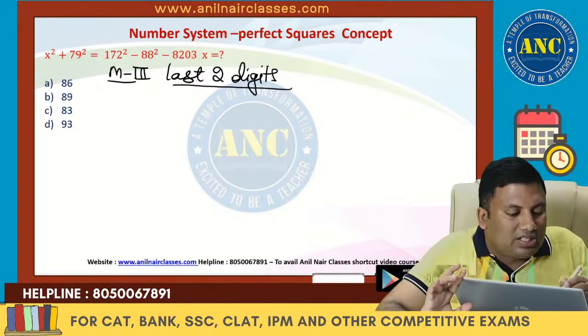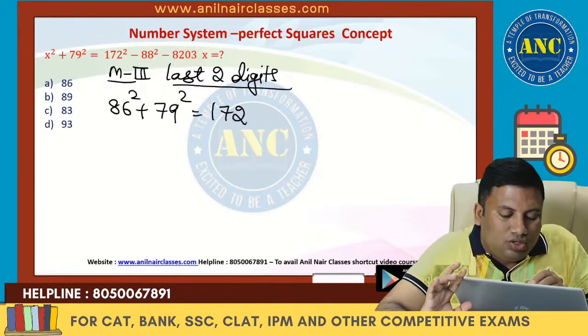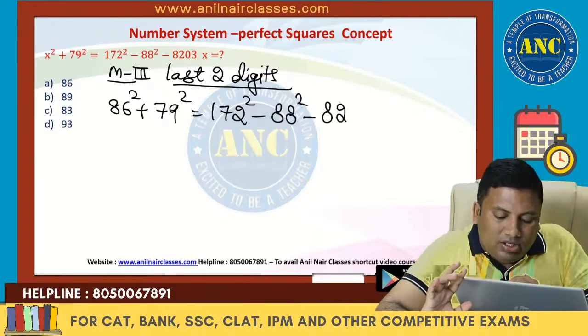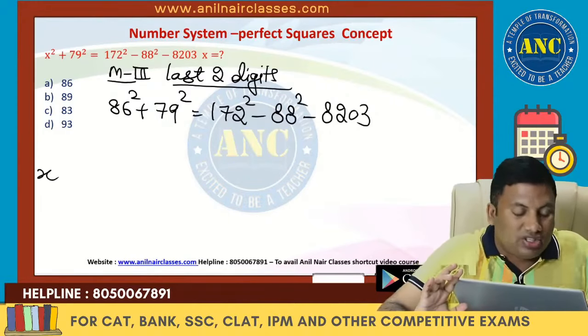Last two digits logic. Various concepts in a single problem. 86 square plus 79 square equals 172 square minus 88 square minus 8203. What is the concept we discussed in simplification session 1 and 2?